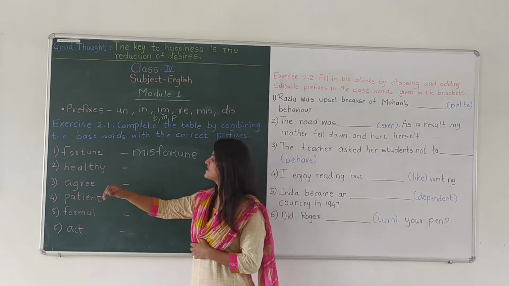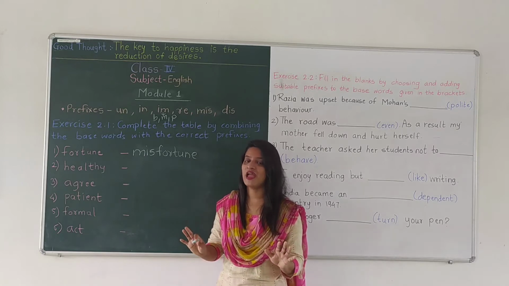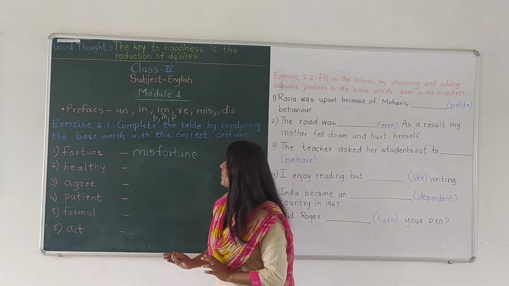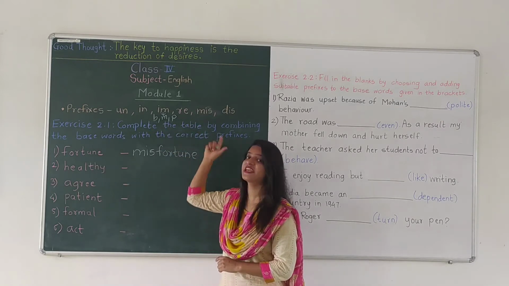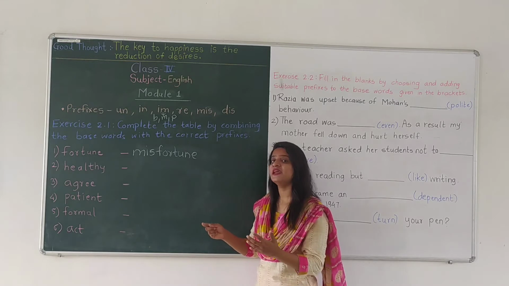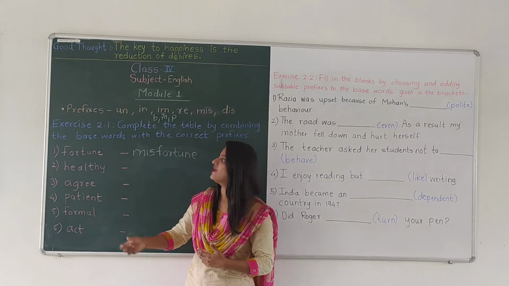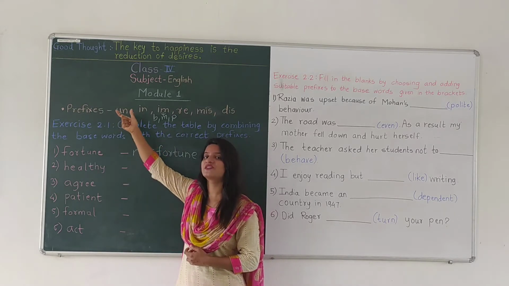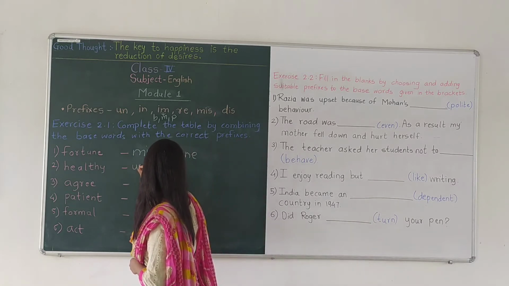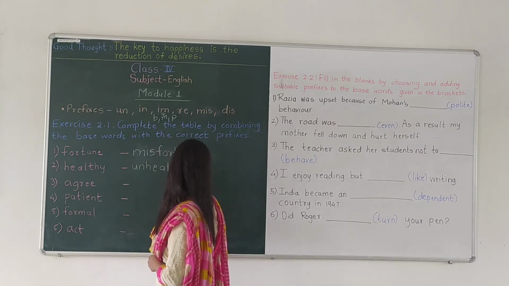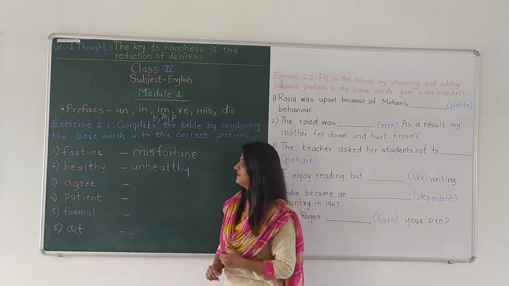Now, our next word is healthy. Healthy means we are having good health. So, what will be the opposite? Which prefix can we use? The opposite of healthy is not to be healthy. So, we can use the prefix un because the meaning of un is not. So, I will write it down here. Unhealthy.